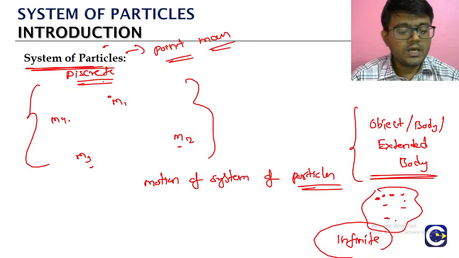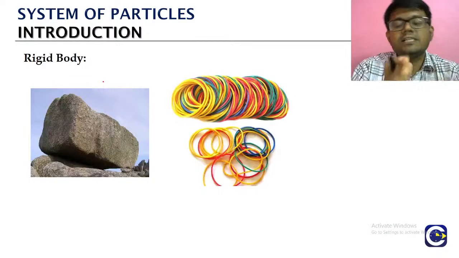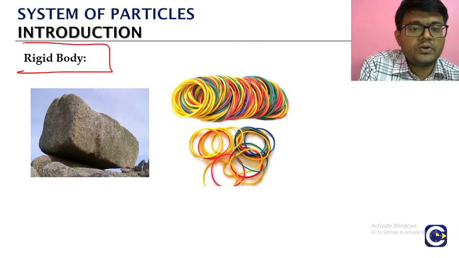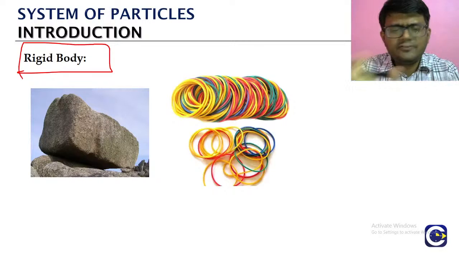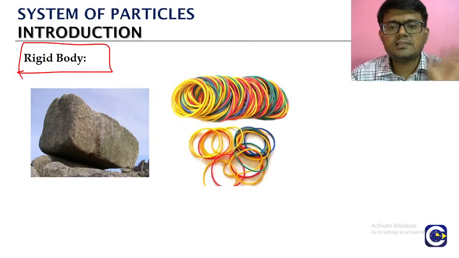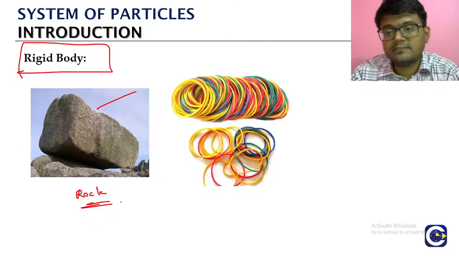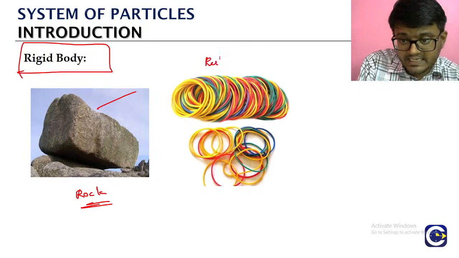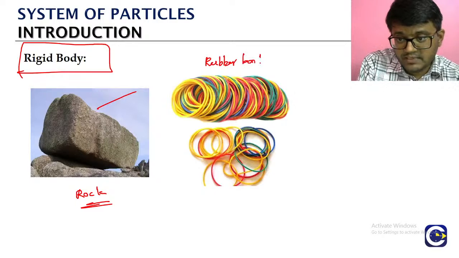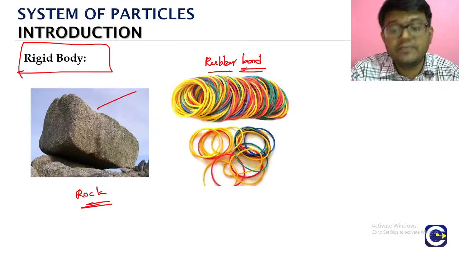Now we will see what a rigid body is, because in our syllabus we are going to mostly focus on the rigid body. For that we can just take these very straightforward examples. Look at this. What is on our left side? A rock. What is on the right side? A rubber band. What is the fundamental difference between the two?